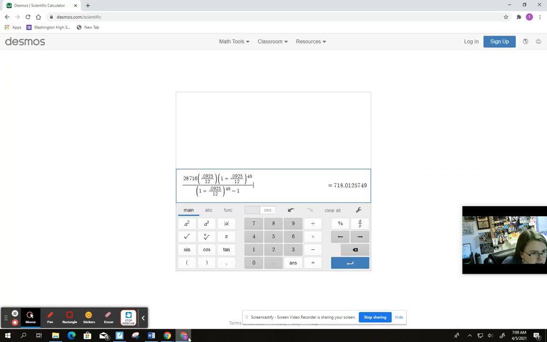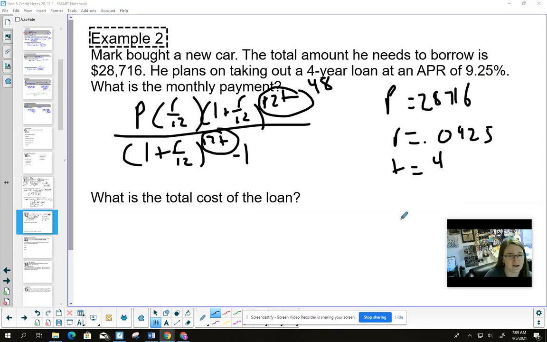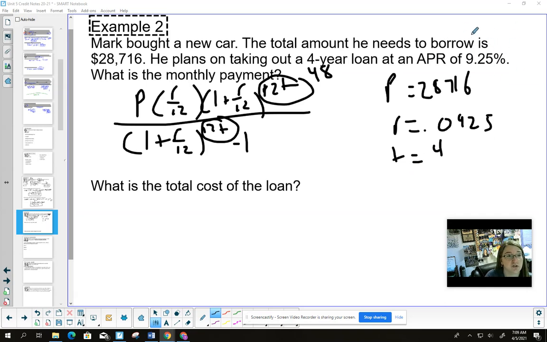Make sure that I did that all right. Didn't miss anything. That's a really high number. I guess it is a 4-year loan. Ooh, and that interest rate. Okay, there we go. This is a very high interest rate.